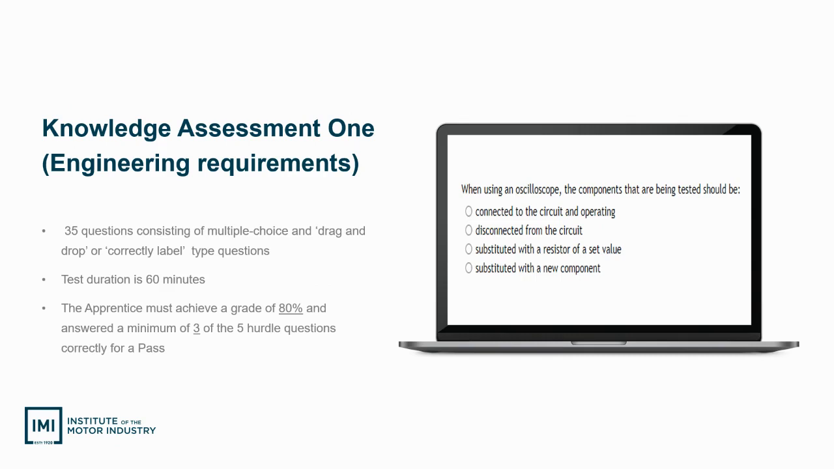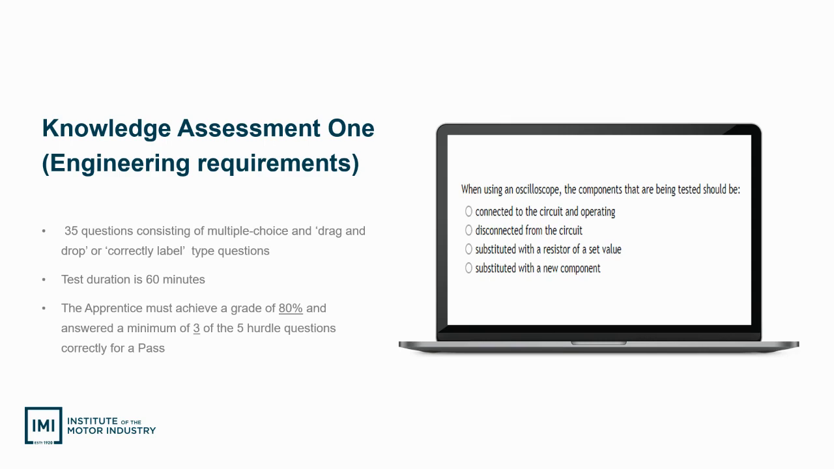The first assessment type we will cover is the online knowledge assessments. Knowledge assessments are split into two separate assessments: Knowledge Test 1, the engineering requirements, and Test 2, the wider requirements. Knowledge tests are conducted either at the apprentice's training provider, where the assessments are scheduled and invigilated by the training provider, or remotely accessed and invigilated by an IMI-provided proctor.